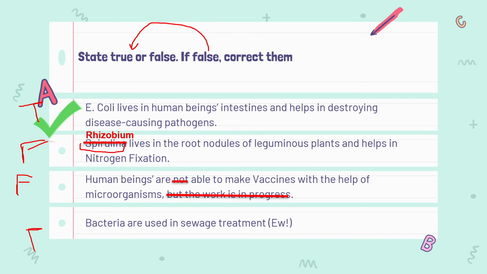Great. Now, bacteria are used in sewage treatment. Yes, it's true.